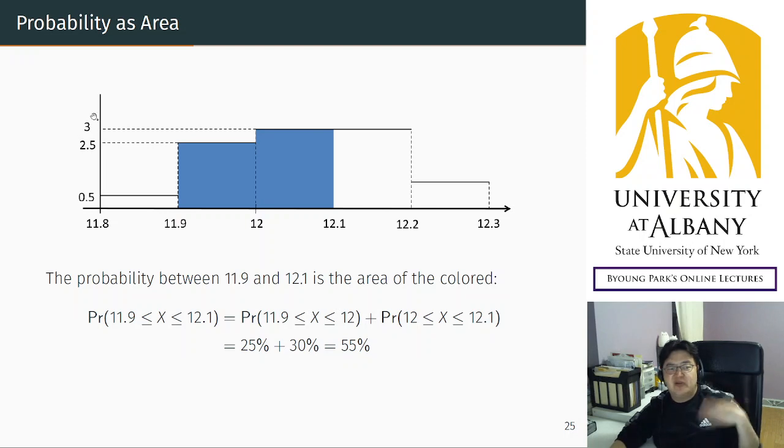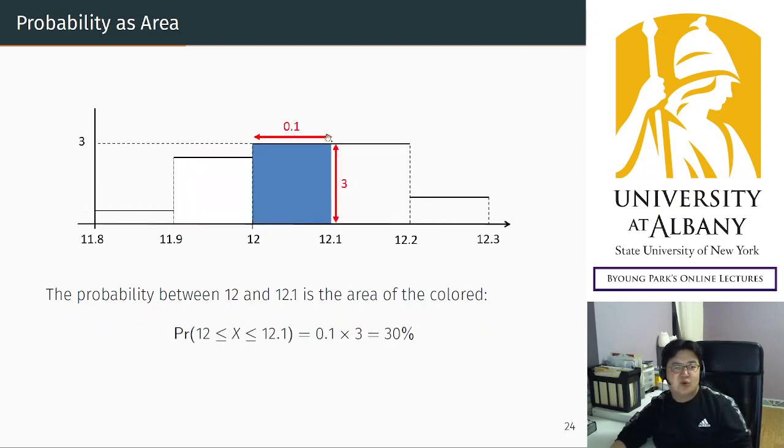Even if the probability must be smaller than 100%, the density can go beyond 1 because you are going to multiply this by the length. So this means 300%. 3 is 300%, but it's not a probability. So 3 is not a probability. It's something that gives you a probability when you calculate the area, but itself is not a probability.